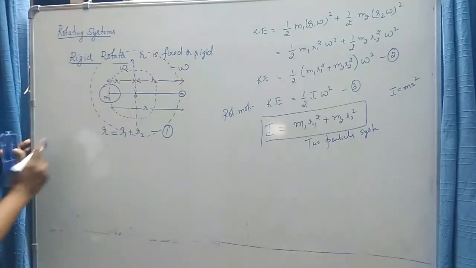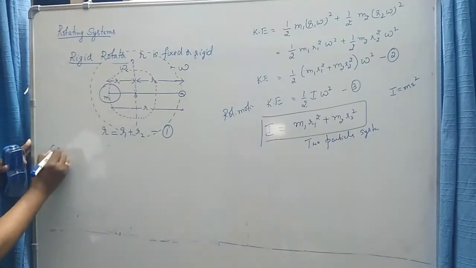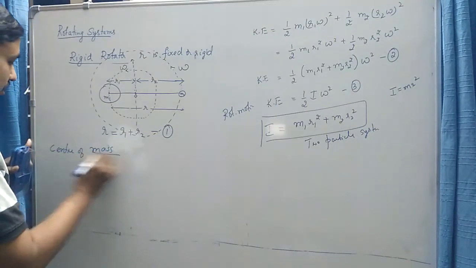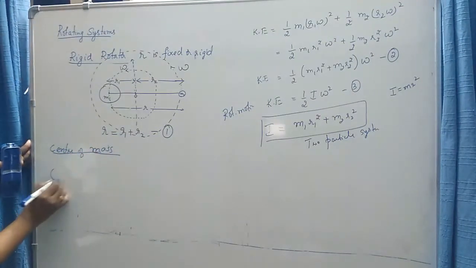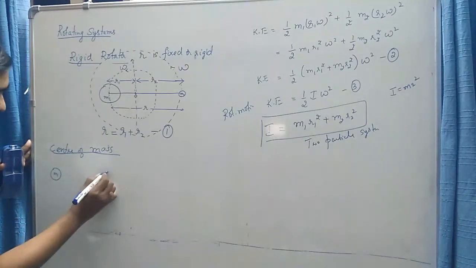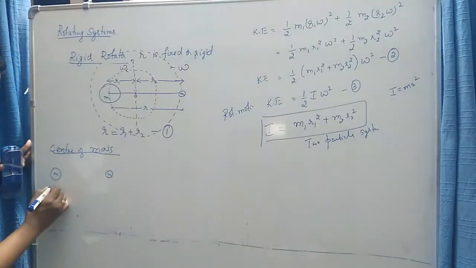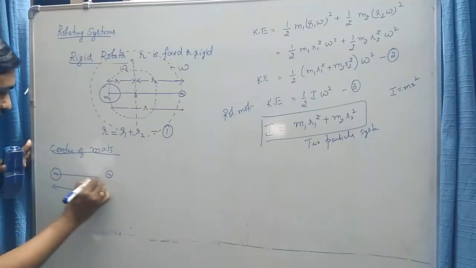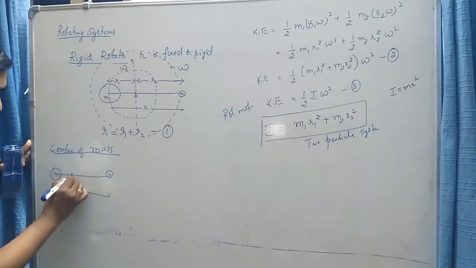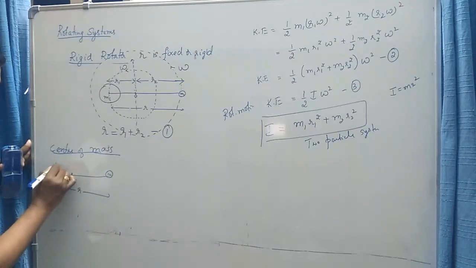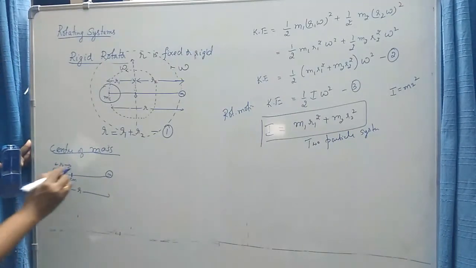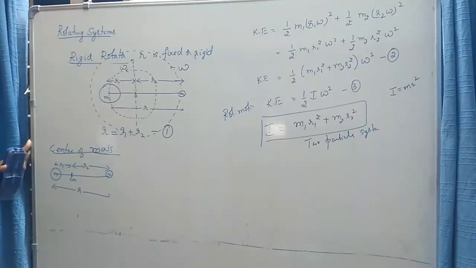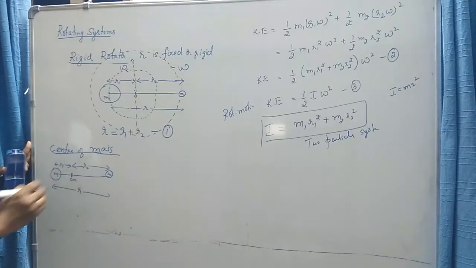So how to find the center of mass? If I have two particles, one of mass m1 and the other of mass m2, separated by a distance r, the center of mass is somewhere here. So this is the center of mass. r1 is the distance of the first particle from the center of mass, and r2 is the distance of the second particle from the center of mass. So how to find where exactly the center of mass is?